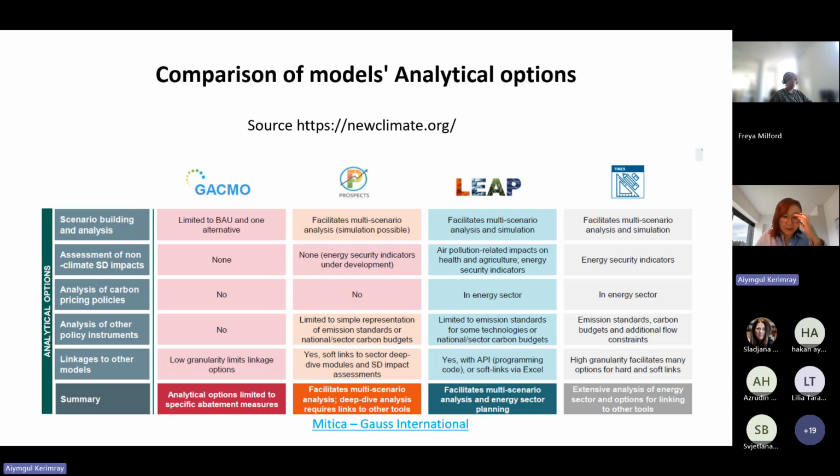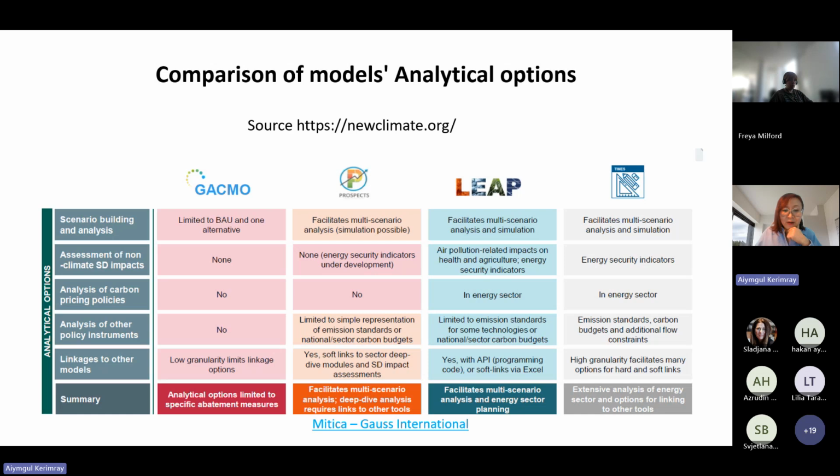Other policy instruments can be modeled in a TIMES model in a very detailed way, with very limited options in LEAP and PROSPECTS, while there is no possibility to analyze other policy instruments with GASMO.